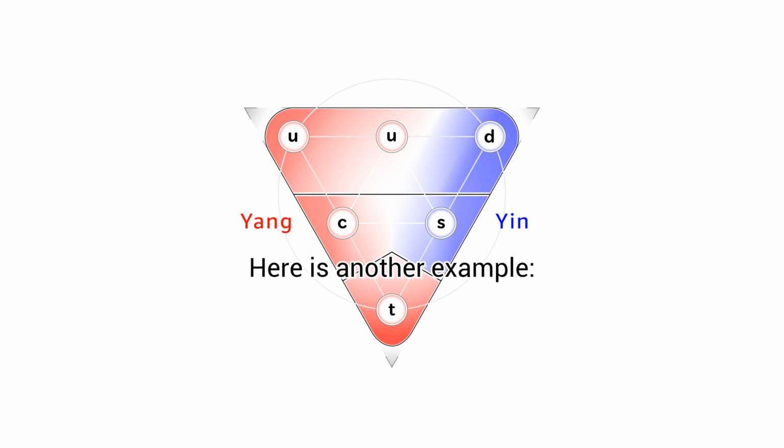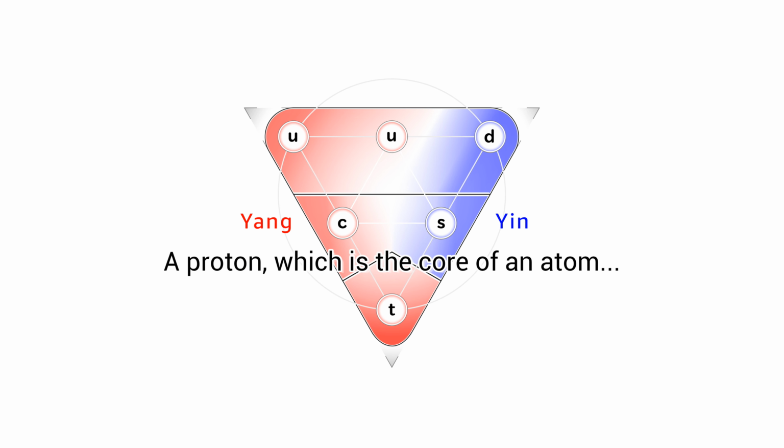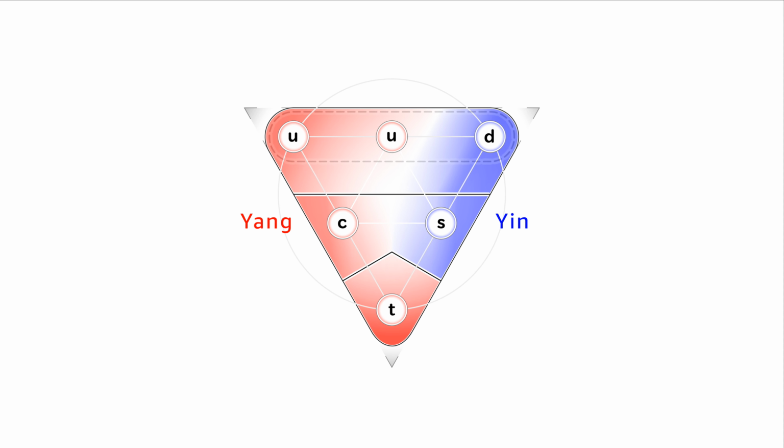Here is another example. A proton, which is the core of an atom, is made up of 2 up quarks and 1 down quark. That is, a proton is made up of the first-generation particles. The up quark has a charge of +2/3, and the down quark has a charge of -1/3, and thus the total charge of a proton is +1. As we can see, within a proton, the yang quality dominates the yin quality.